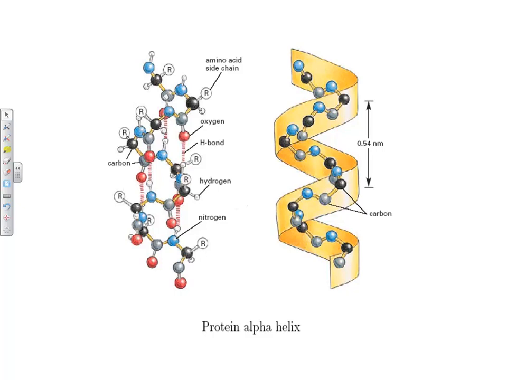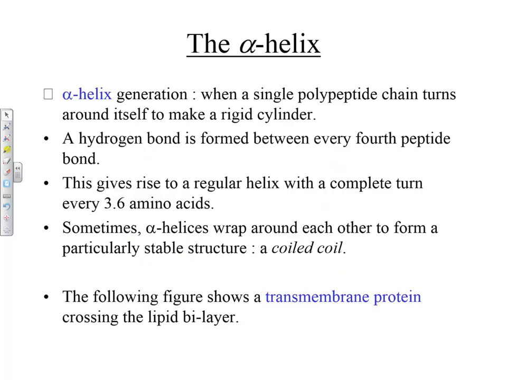So this is an example of an alpha helix. Again, this is the diagram. On the next slide, I'm basically just using textual information to explain that. So alpha helix, when is an alpha helix generated? When a single polypeptide chain turns around itself to make a rigid cylinder, okay? This chain is turning around itself, right? And then a hydrogen bond is formed between every fourth peptide bond, okay? So again, remember, the peptide bond has got an NH sticking out, C double bonded with O sticking out, right? The H in the NH is going to bond with the O in the C double bonded with O to give you your hydrogen bond.